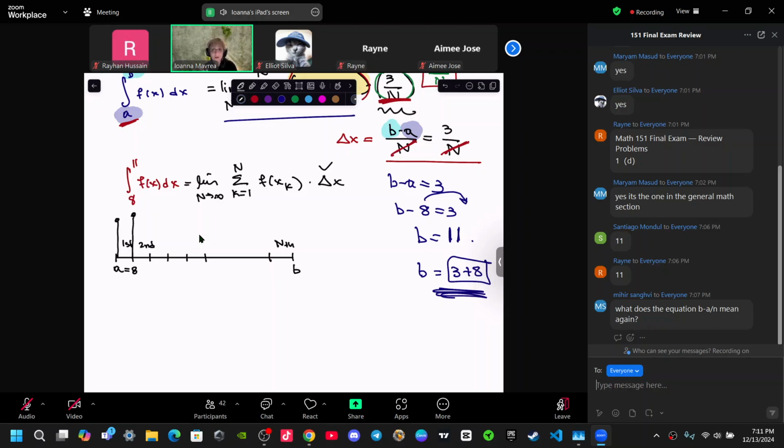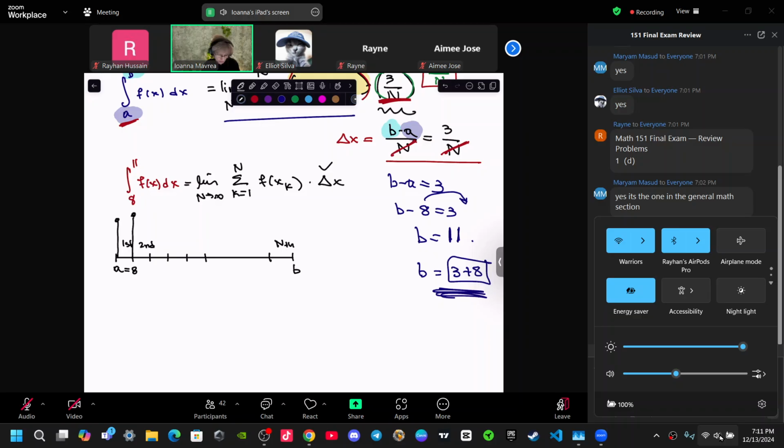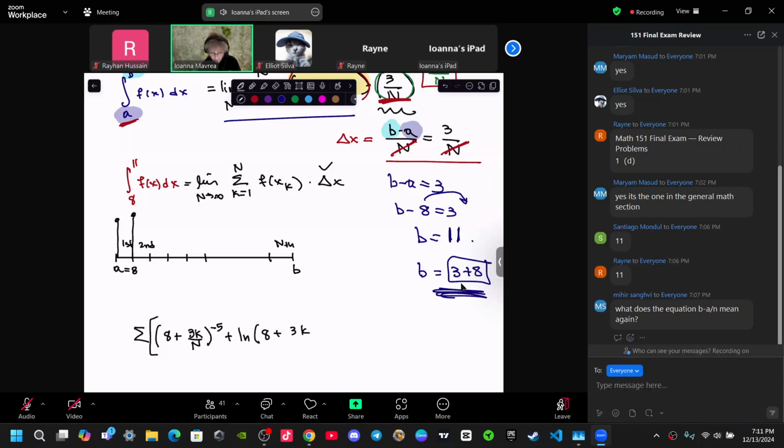You can pretty much tell, but the way this sum is given to you is this way. 8 plus some stuff to the negative 5 plus natural log of 8 plus some stuff plus 2, and then your delta x. That's your delta x. This is your f of xk.